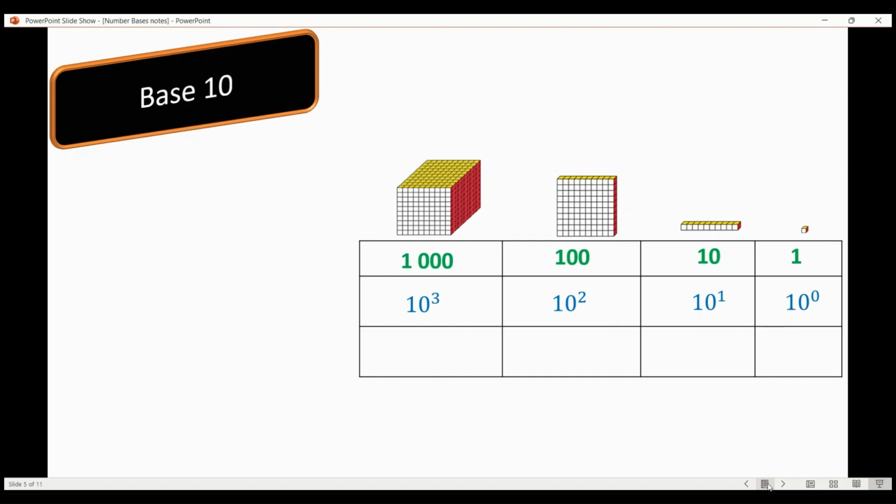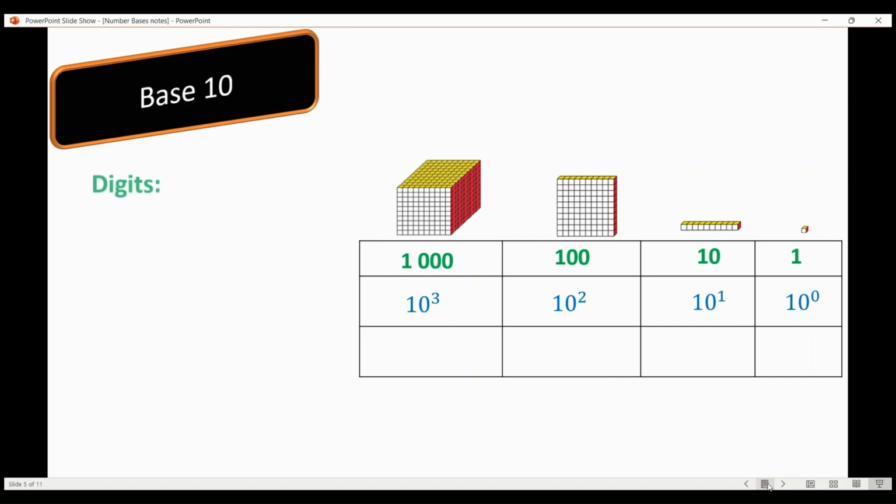And then what we have is 10, a group of 10, which is called a flat or a rod. Then we have 10 squared, and then 10 cubed. We actually have physical representation of this for students to use called base 10 blocks.